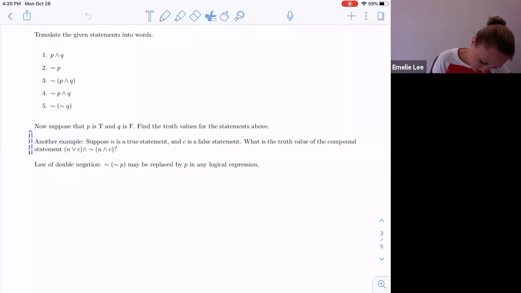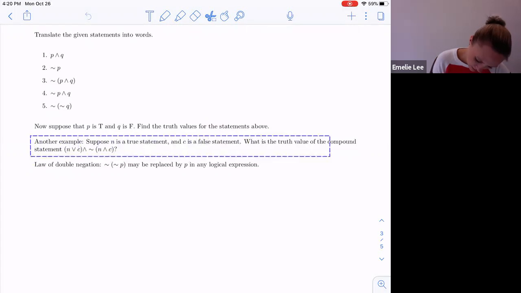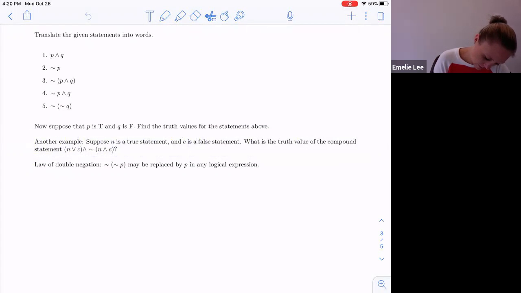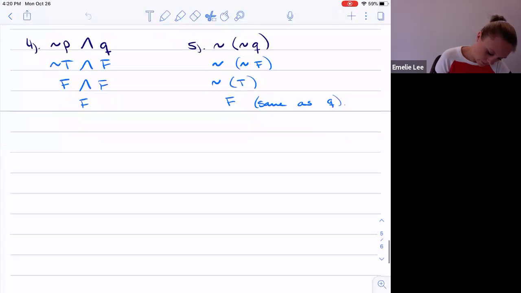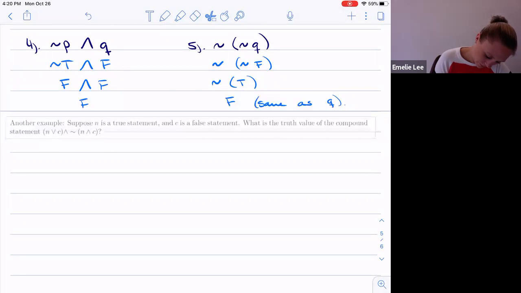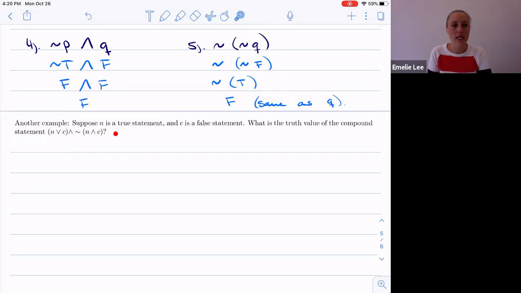How about we do another? Suppose N is a true statement and C is a false statement. What's the truth value of the compound statement? And here we have this big nasty one. We just got to take it slow and replace these things. Replace the N's with true and the C's with false, and then work from inside the brackets, moving our way out.